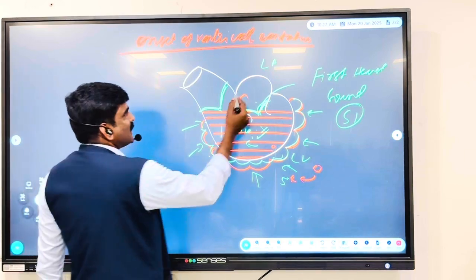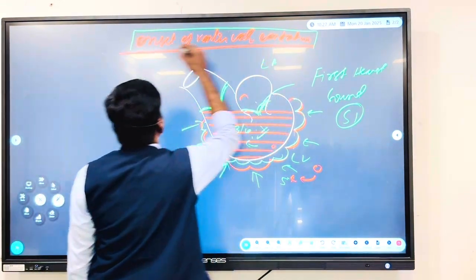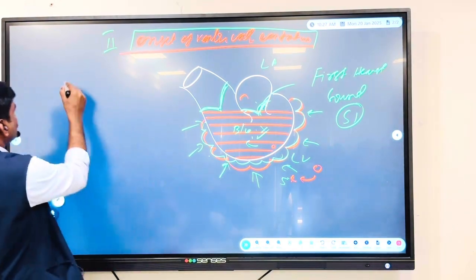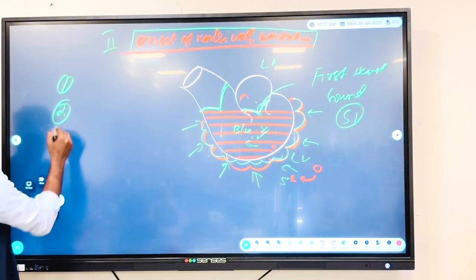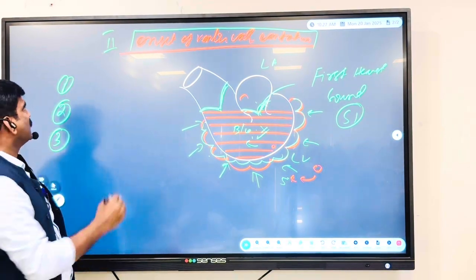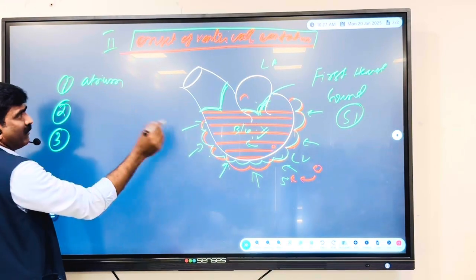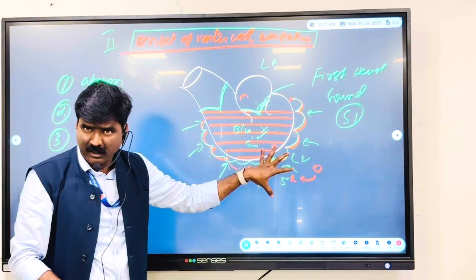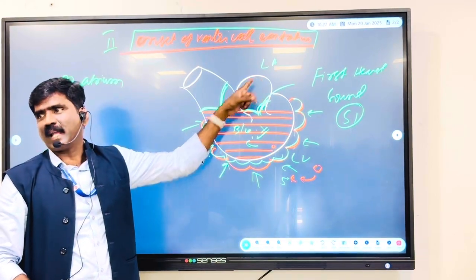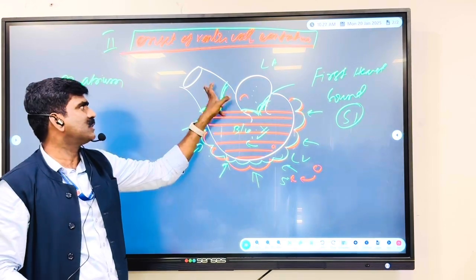Okay, so what is the second phase we are discussing? Onset of ventricular systole. So what happens? What happened in the atrium? What happened in the ventricle? And what happened in the aorta at this phase? So what is happening in the atrium when the ventricle is contracting? Simultaneously we are going to study this chamber and this chamber.